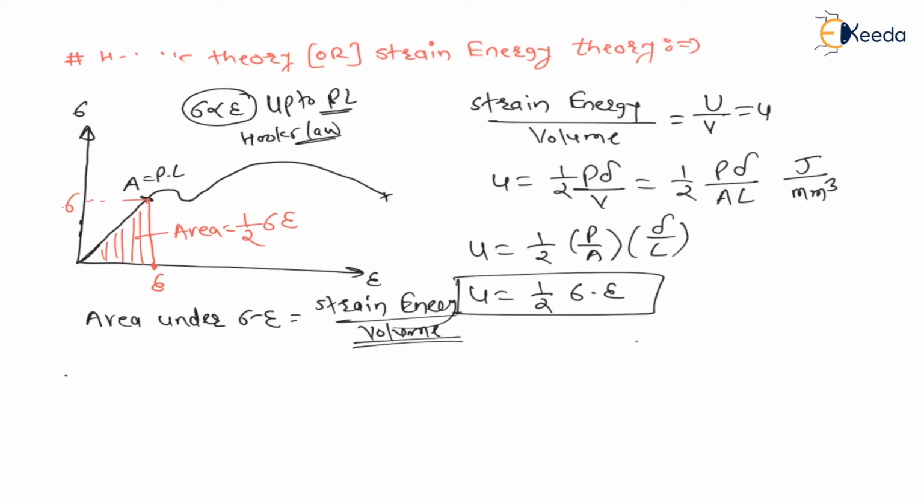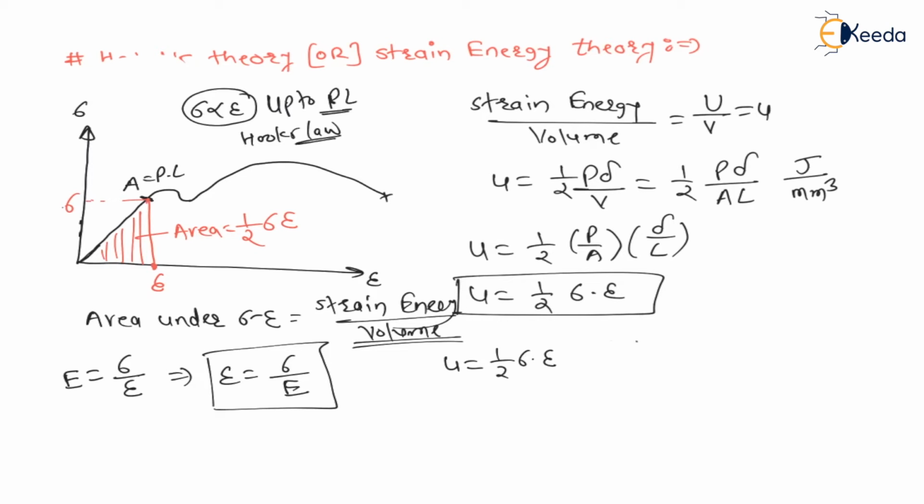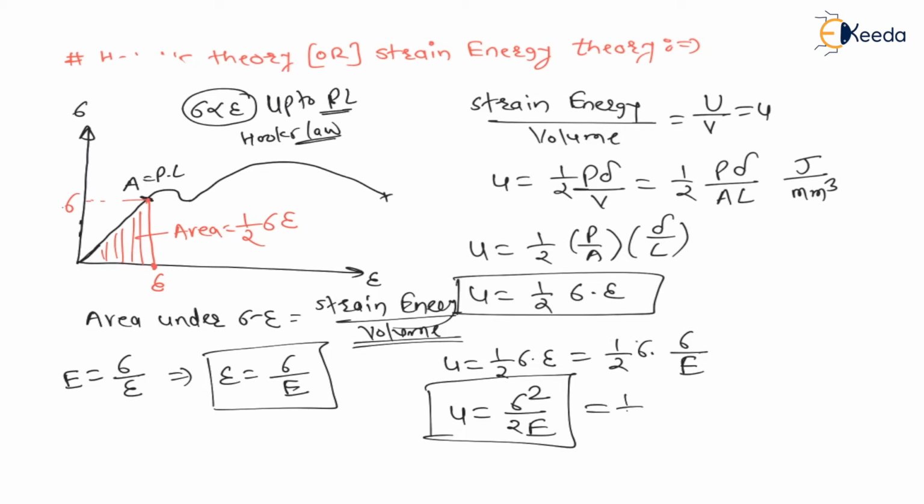Now what is Young's modulus? Young's modulus is nothing but normal stress divided by linear normal strain. Therefore strain becomes stress divided by Young's modulus. Put this in strain energy per unit volume, which is 1 half stress into strain, and it becomes 1 half stress into stress divided by Young's modulus. Therefore strain energy per unit volume becomes stress square divided by 2E. This formula is required from here onward, right? That is, strain energy per unit volume is stress square divided by 2E, or it is also 1 half stress into strain.